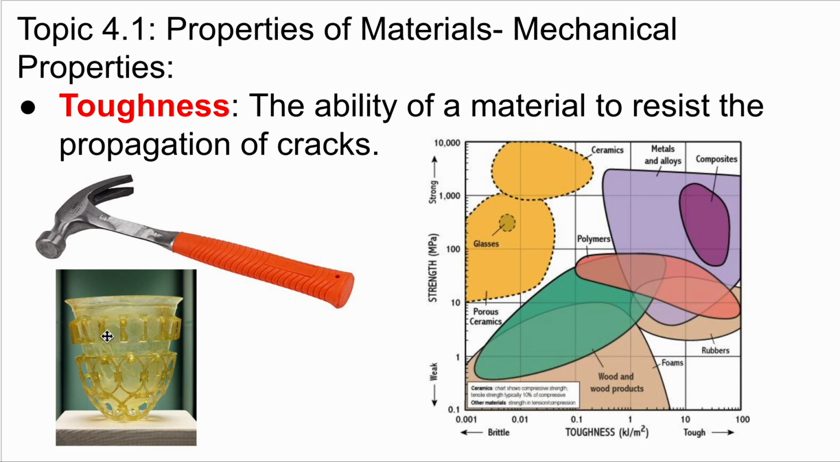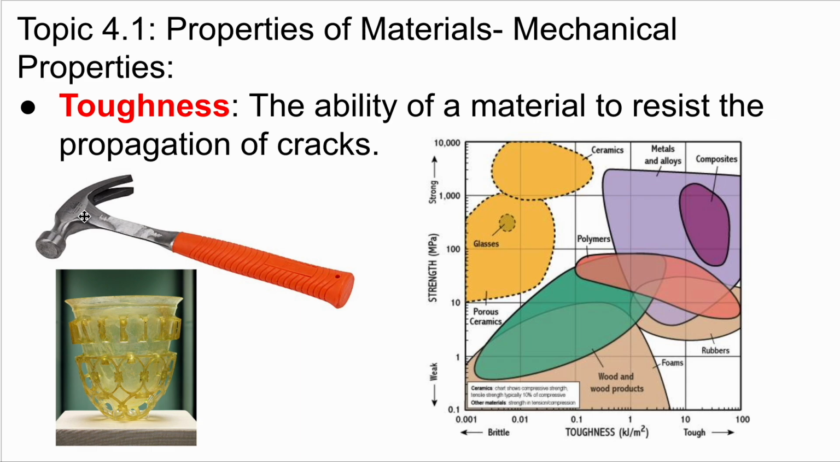So this is not a tough thing. This is a glass. Actually, it's a Roman glass from 2,000 years ago, and this is a hammer. So this will propagate cracks really easily. It is not tough. It's brittle. This is quite tough. It's very hard to propagate a crack in a hammer. So it's quite tough. This is harder. The glass here is harder than the hammer, but the hammer is tougher.